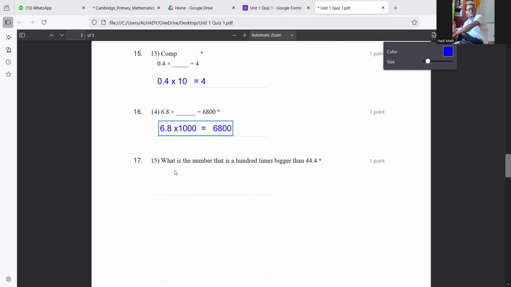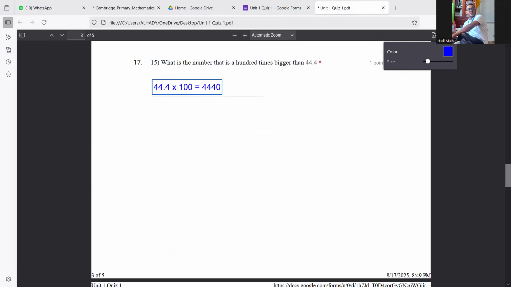Question 15, we say, what is a number that is 100 times bigger than this number? 100 times bigger than this number, all you need to do is take the number 44.4 multiplied by 100, and then this will be 44.4. Decimal point goes right two places, 1, you don't have another place, you put 0. 0 for 4440. That's all, and thank you.